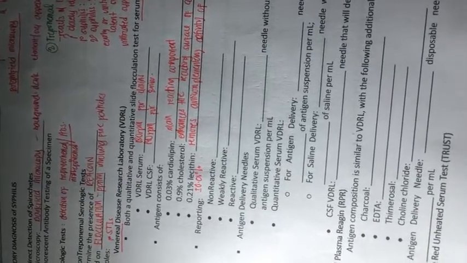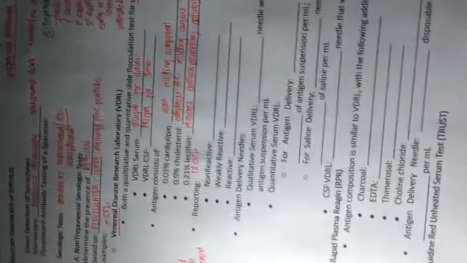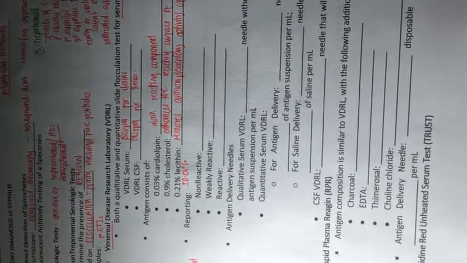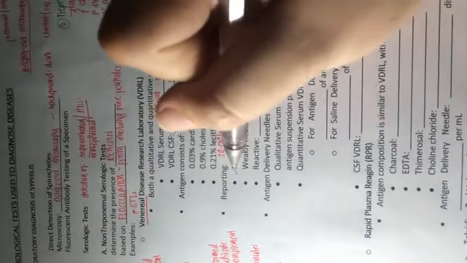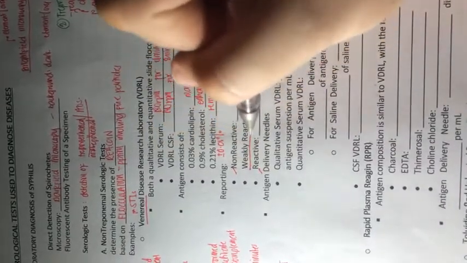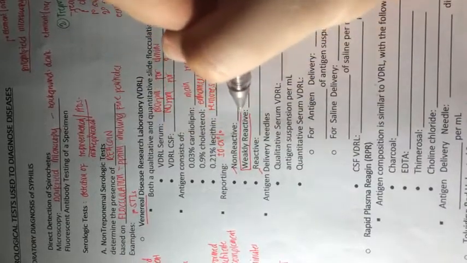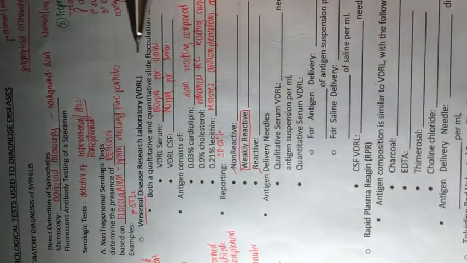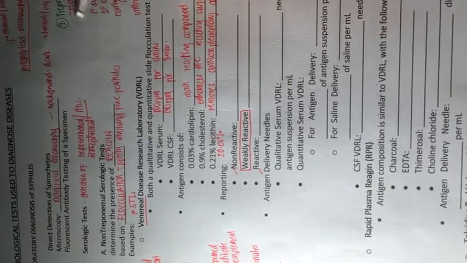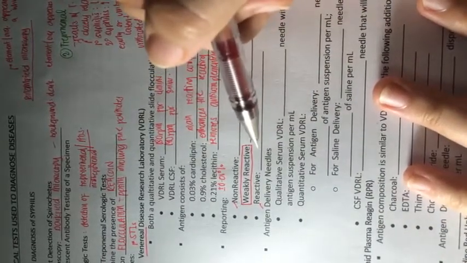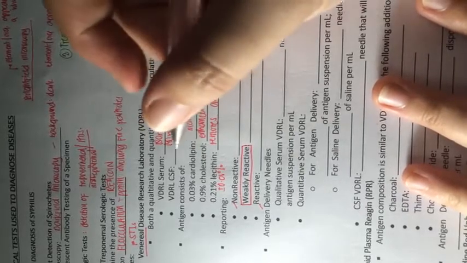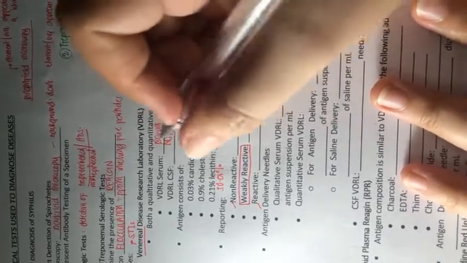For the reporting, if it is quantitative, then we should report the titer. For the qualitative, we should just report it as non-reactive or reactive. We do not use the reporting term weakly reactive, because weakly reactive is like saying, doc, 50-50, so now the physician will decide whether to treat the patient or not. And please take note that we use strong antibiotics as part of the treatment of syphilis.